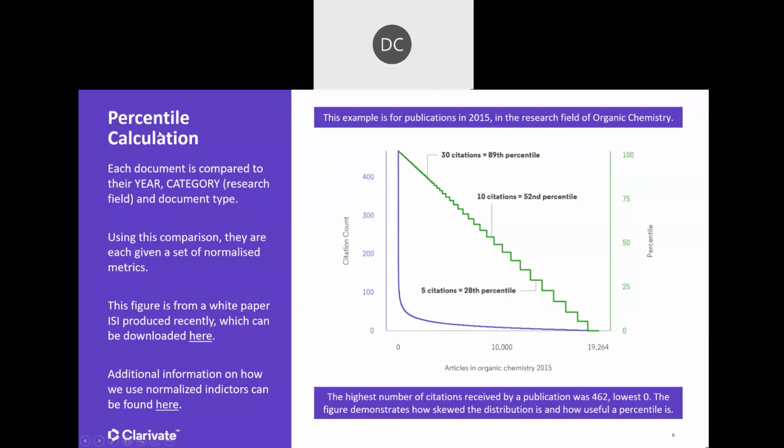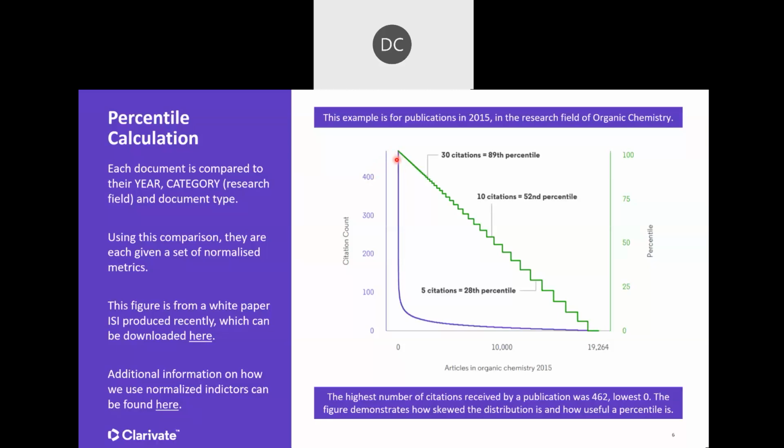So for the percentile calculation, how we do this is we compare the documents by year, category, and document type. For example, on this particular graph here, this is a 2015 set of documents. So only documents published in 2015 in the research field of organic chemistry. What we've done is plot the citation counts and the number of articles into the respective axes.